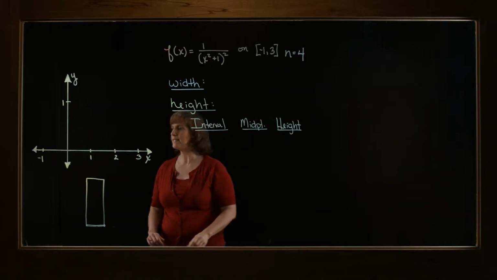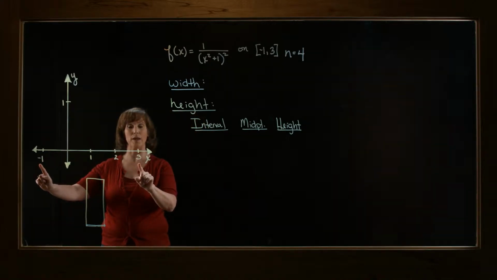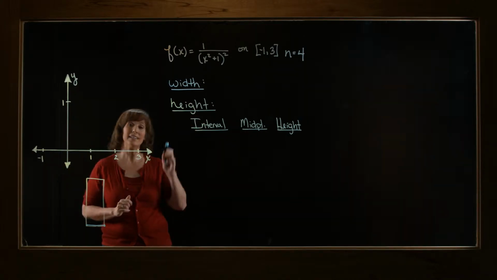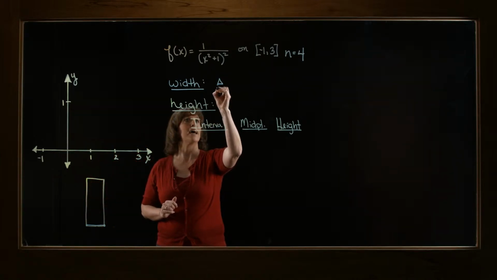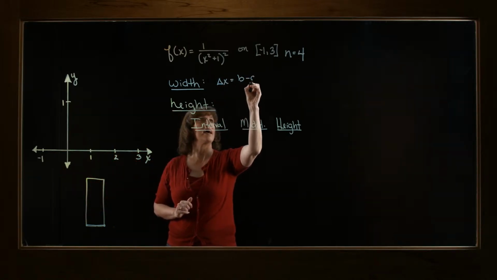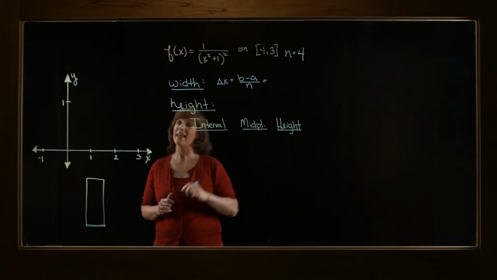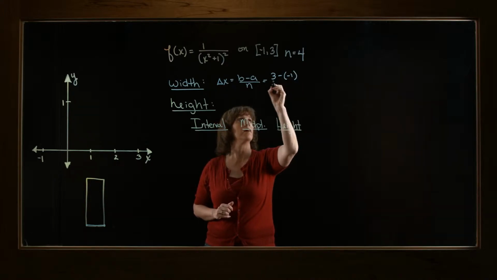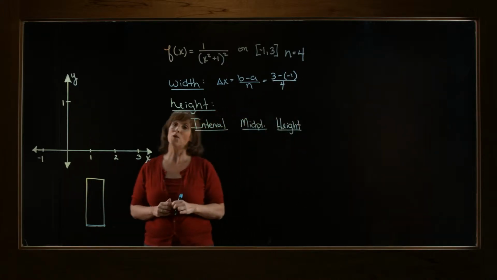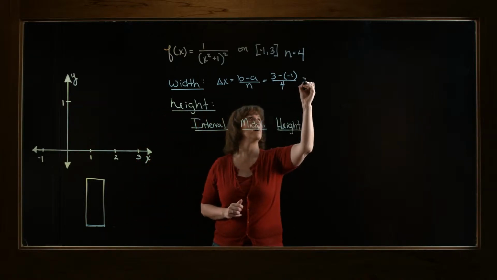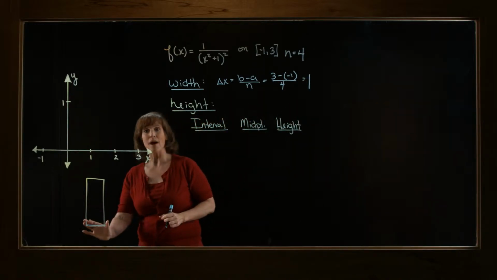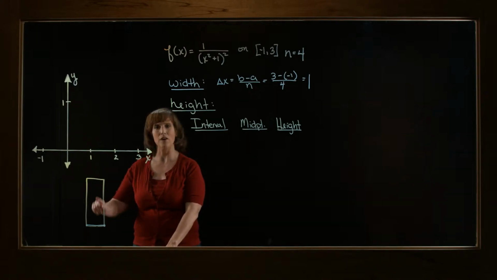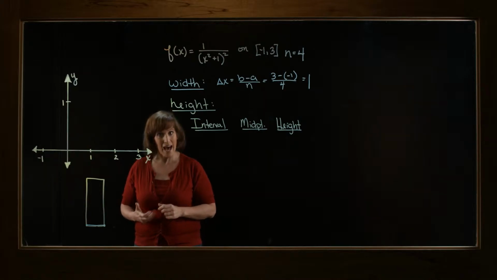Well, I know that my entire interval goes from -1 to 3, and that I want to use 4 rectangles to do this. So I can calculate the width by using delta x, which is b minus a over n. And in this case, I'll have 3 minus -1 all over 4. This is going to be 4 over 4, which is 1. So each rectangle will have width 1. Well, what's the other piece of the puzzle that I need to calculate the area of a rectangle? Well, it's the height of that rectangle.